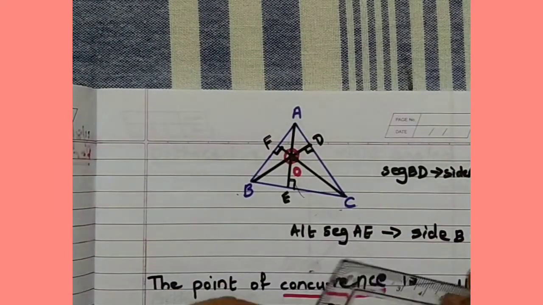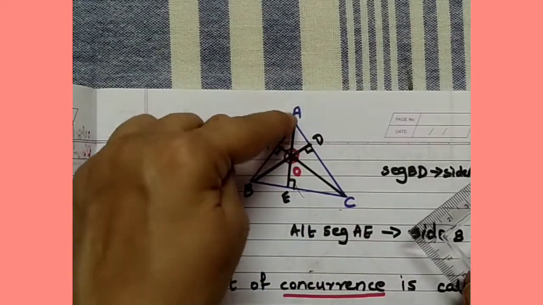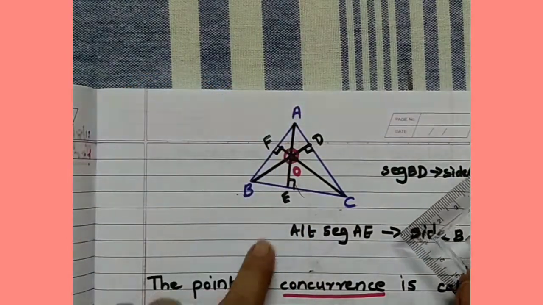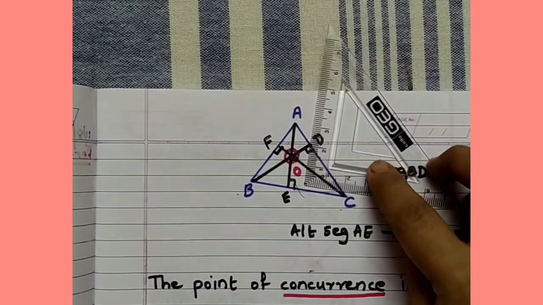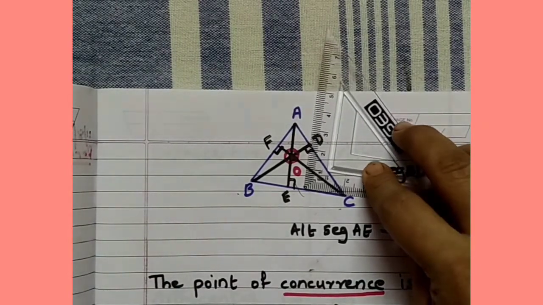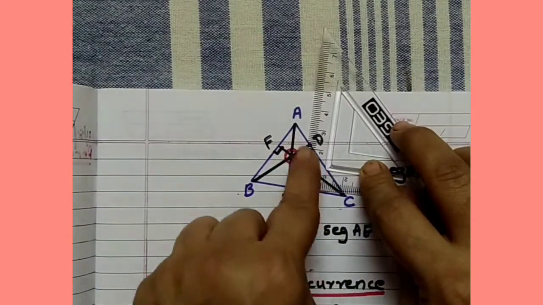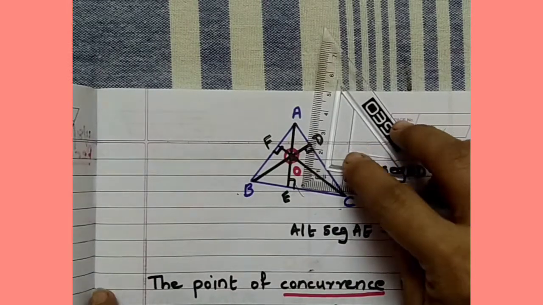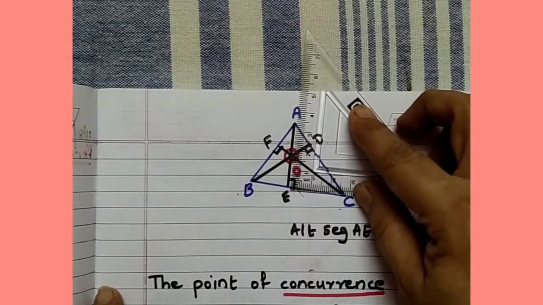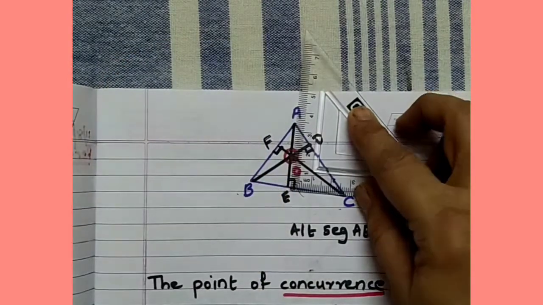Now when I want to draw an altitude from A to BC, I will keep my set square on BC and I will move it. Why do I move it this way? Because this angle is 90 already. I don't have to measure it again. That's why I will move it until I come to this point A. Now I will draw the segment.